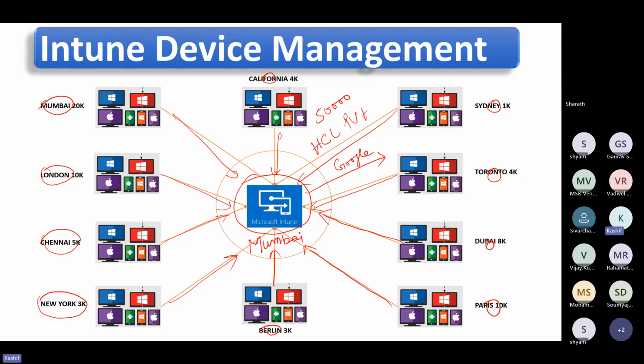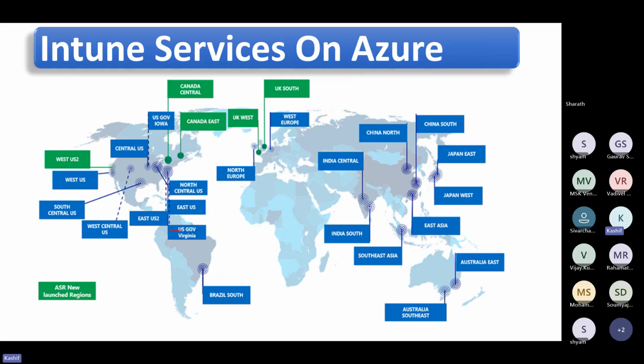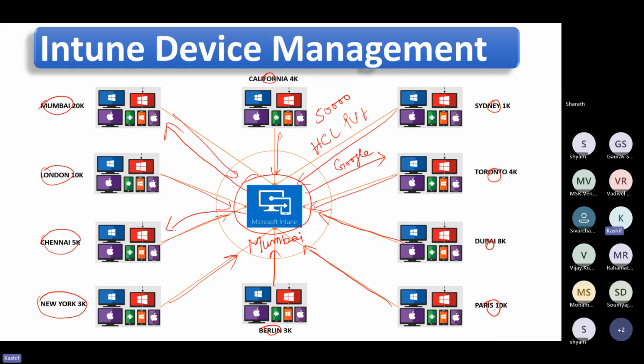You need to deploy Google Chrome to all the devices in Toronto. You can deploy applications to all the 20,000 devices in Mumbai. You can deploy policies to the devices in Chennai. You can deploy compliance policies to the devices in New York. You can wipe out the devices which are present in Paris.